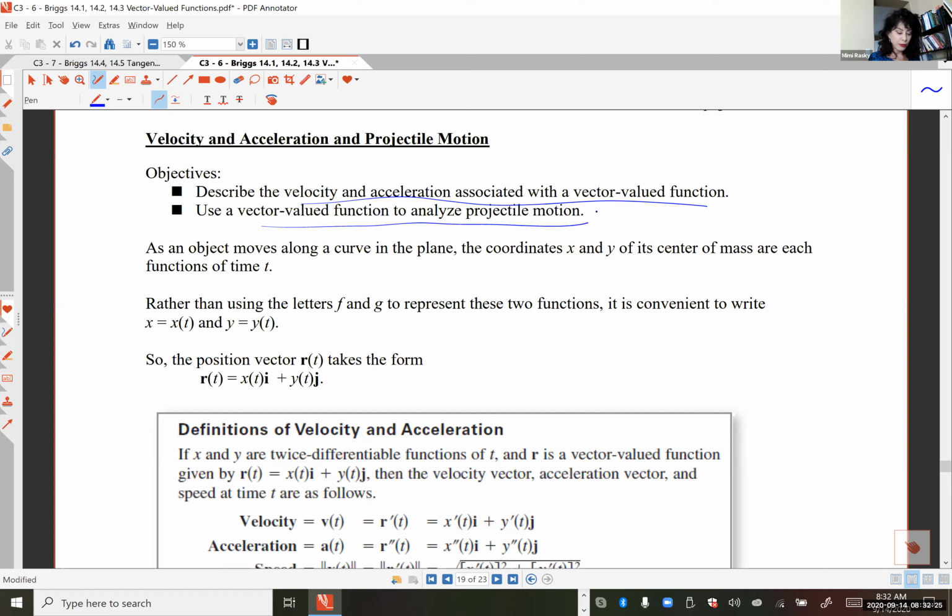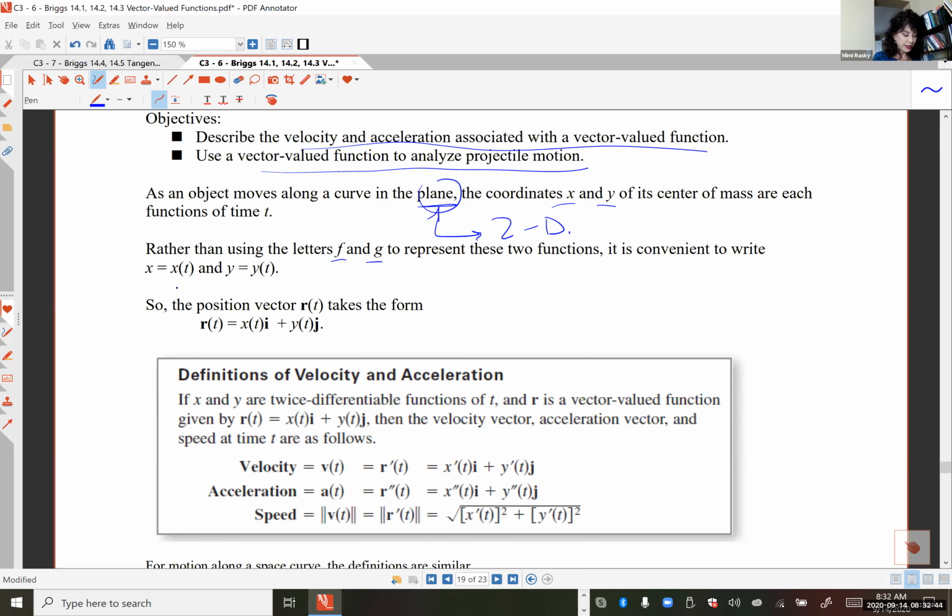So as an object moves along a curve in the plane, what does plane mean? Does that mean a jet plane? What does it mean? 2D. 2D, very good. So let's look at 2D motion first. The coordinates x and y of its center of mass are each functions of time t. And we could use f and g to represent the 2 functions, but right now I'd like to just sort of switch notation. We'll have x of t and y of t. It's the same thing though.